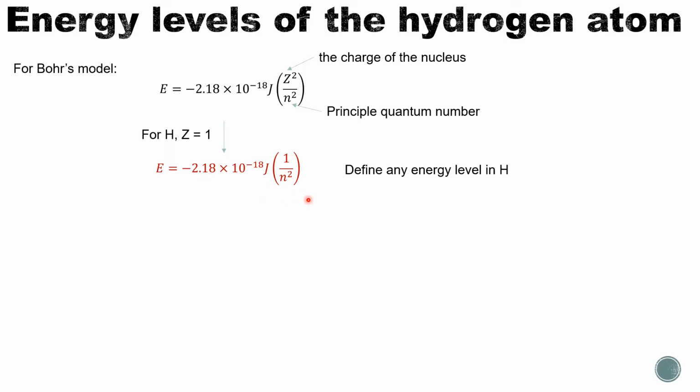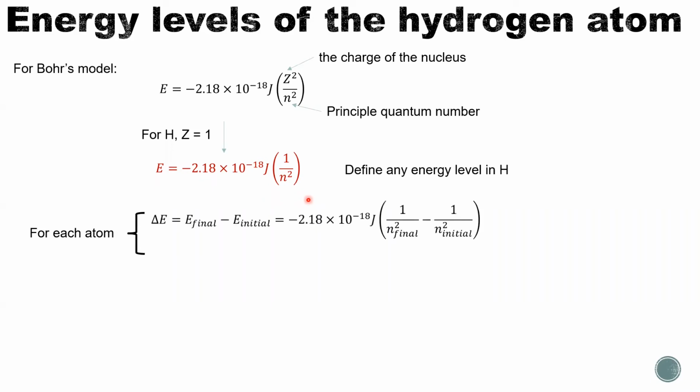If an electron jumps between different energy levels, we can know the difference of the energy of an atom. So delta E equals, when you say delta, it's always final minus initial. So plugging in the numbers, that equals negative 2.18 times 10 to the negative 18 joules, times 1 over n final squared minus 1 over n initial squared. That's the energy difference between 2 energy levels.